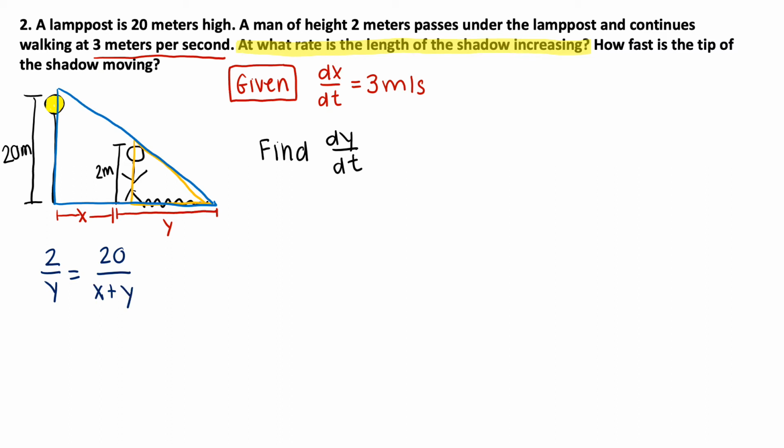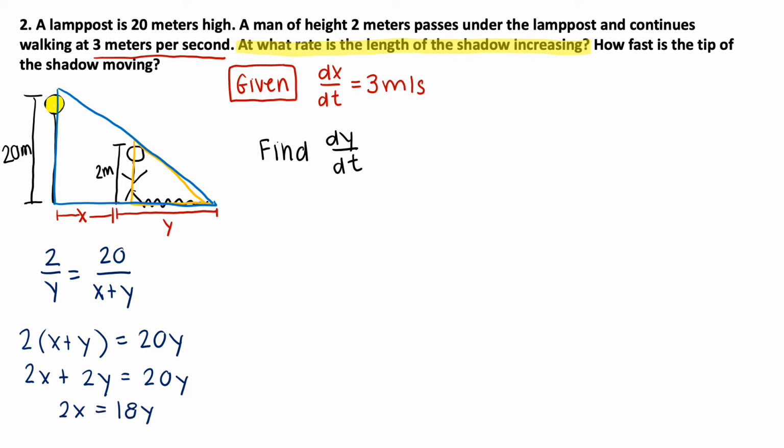From here, we're actually going to cross multiply. So we have 2 times (x plus y) equals 20y. And then distributing, we get 2x plus 2y equals 20y. Moving our y's all to one side, we get 2x equals 18y. Dividing by 2, we get x equals 9y, and I'm going to cloud that equation. Not so bad to work with.